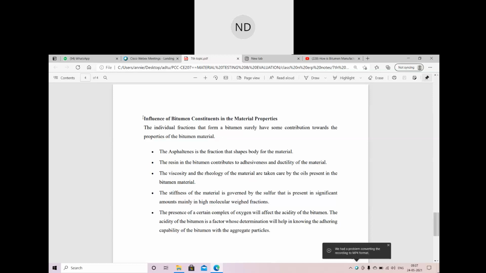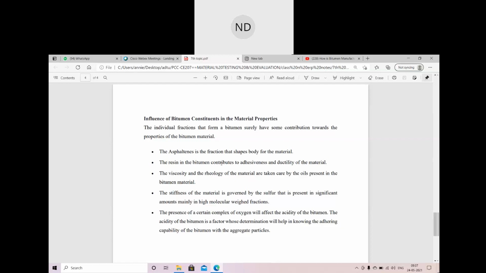So now the influence of bitumen constituents in the different material properties are the following. The individual fractions that form a bitumen surely have some contribution towards the properties of the bitumen material. So what are they? The asphaltenes are the fraction that shapes the body of the material. For the bitumen to form, that asphaltene fraction will shape the material.